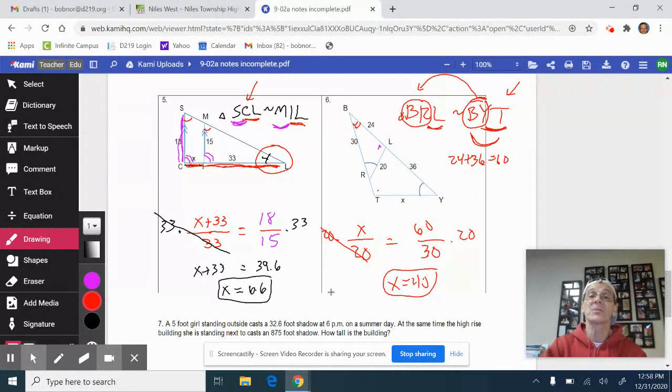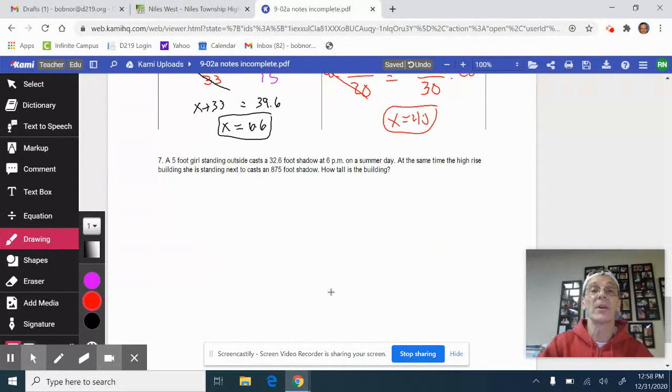Okay. Last problem. There is a problem like this one in the homework too. There's a word problem here. It says a 5-foot girl standing outside casts a 32.6-foot shadow at 6 p.m. on a summer day. Wow, lots of numbers there. What does this have to do with similar figures?